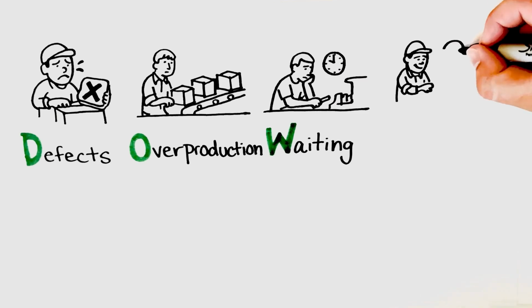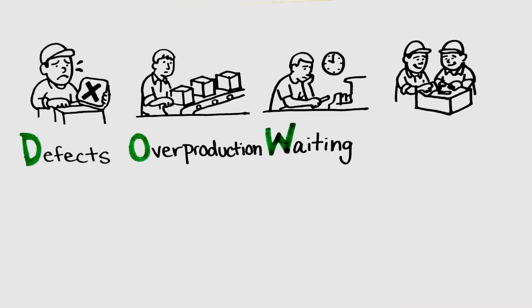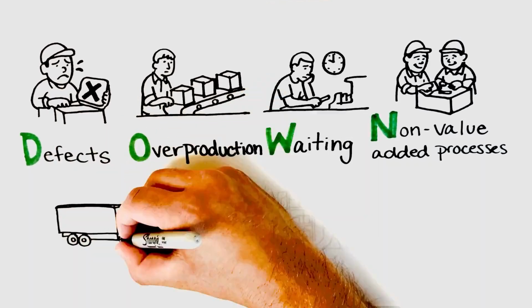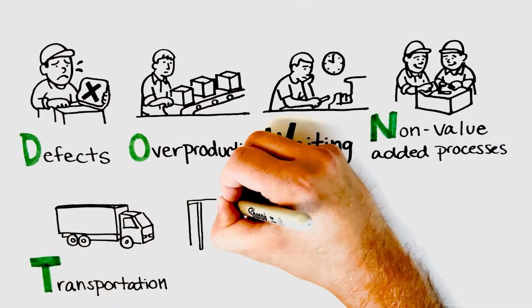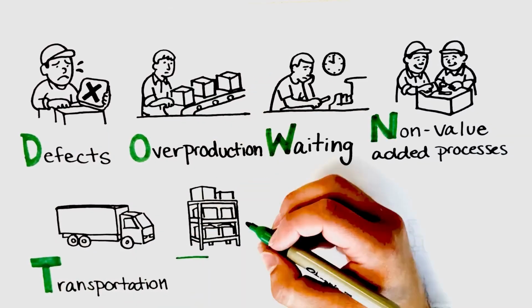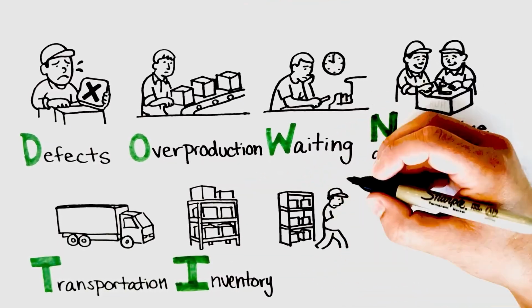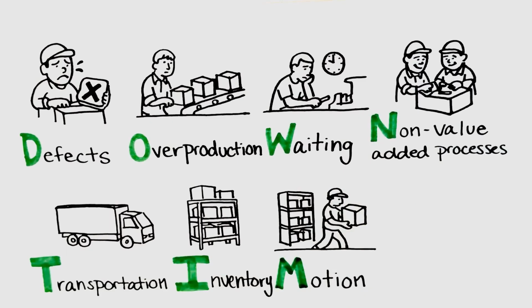N is for non-value added processes, steps that don't add value for the customer. T is for transportation, unnecessary movement of products or materials. I is for inventory, anything that is overproduced or overpurchased. M is for motion, excessive movement by people that doesn't add value.